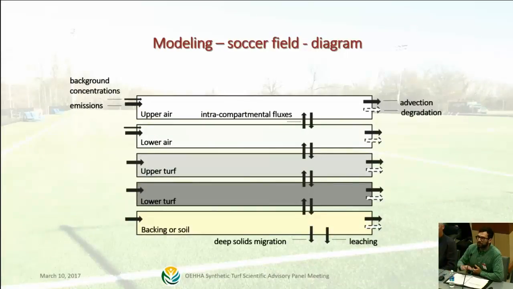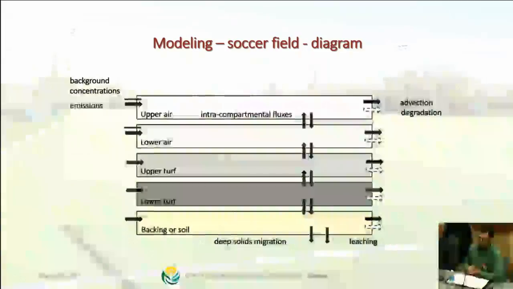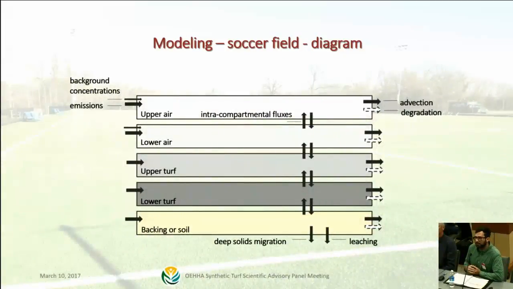So by bringing all these compartments together, we can start looking at what the emissions to these compartments are, or what the initial concentration of the chemicals in these compartments is, what the background concentrations that may be coming from surrounding areas are, how much of the chemical is degraded in the air or in the turf, and how much of that chemical is removed from the system by migrating to lower levels of soil.